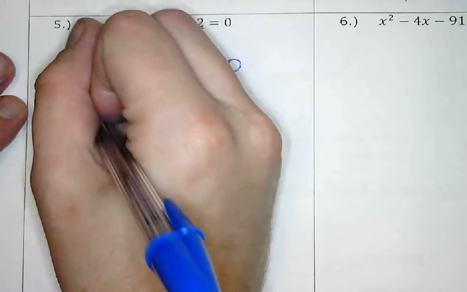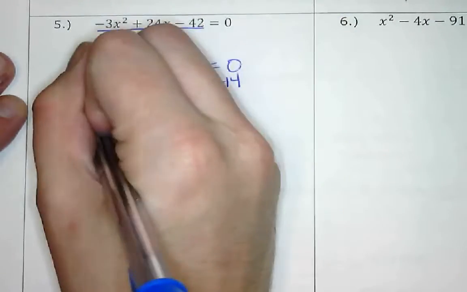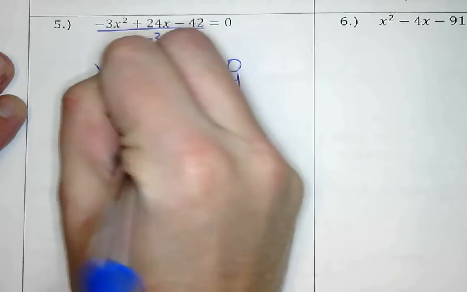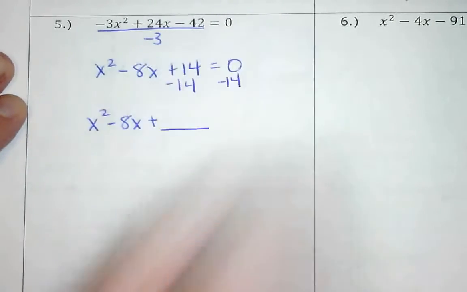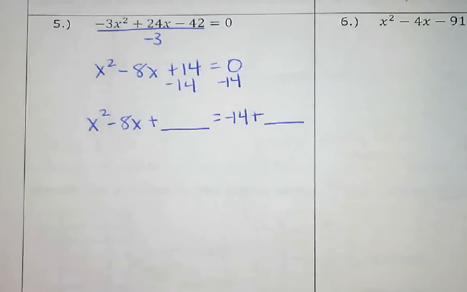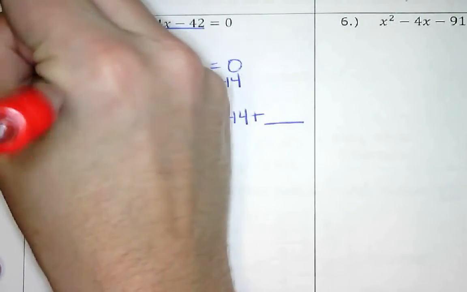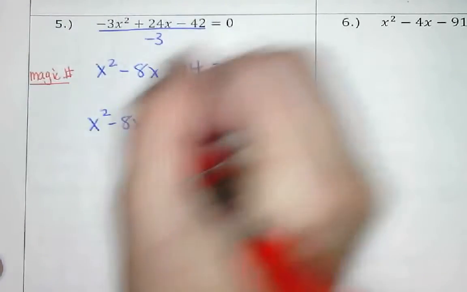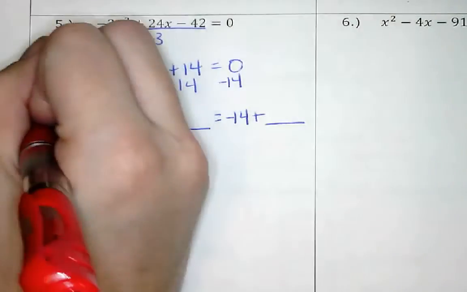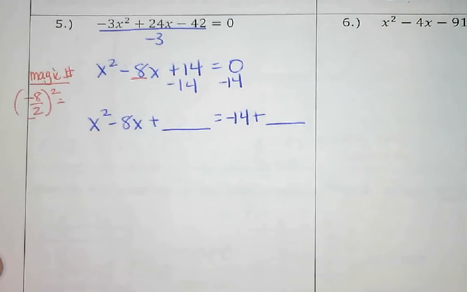And I'm left with x squared minus 8x plus my blank is equal to negative 14 plus my little blank. So guys, what is our magic number going to be? We're going to use the b value, that negative 8. It's negative 8 divided by 2, squared. Negative 8 divided by 2 is negative 4. Negative 4 times negative 4 is positive 16. And remember, that magic number is always going to be positive. So I'm going to add 16 to both sides.